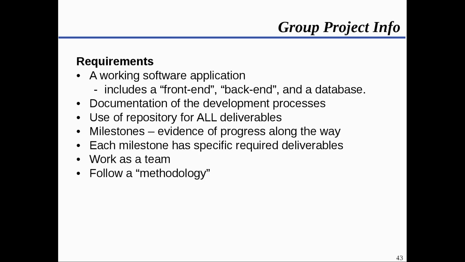So the requirements for our project are you need a working software application. This includes a front end, back end, and a database. Documentation of all of the development process. Use of repository for all deliverables. We'll be using Git or GitHub. Milestones are going to be the evidence of progress along the way. Each milestone has a specific requirement, deliverables. Obviously, you're going to work as a team and follow a methodology, which I'll set you guys straight on what all this means throughout the course, but more particularly with a full design document.